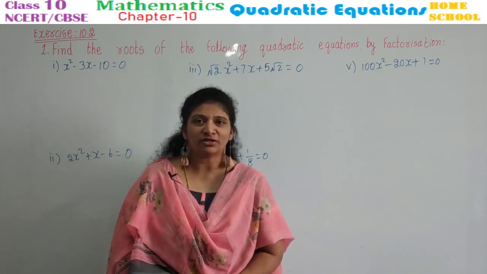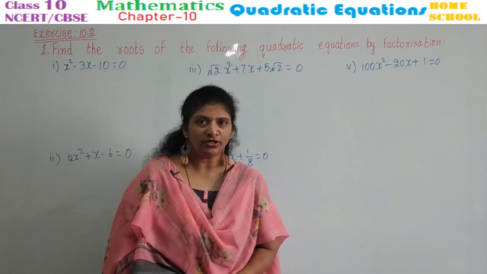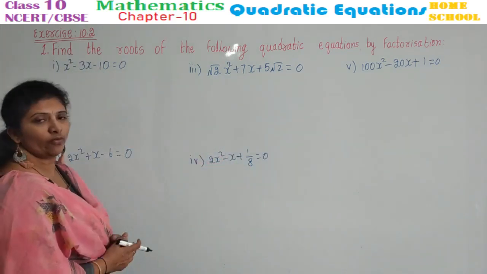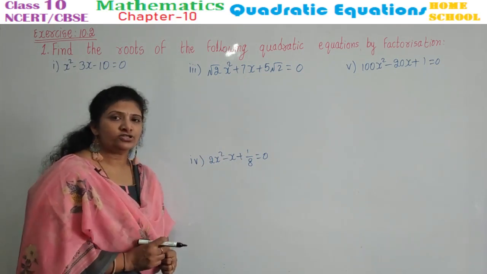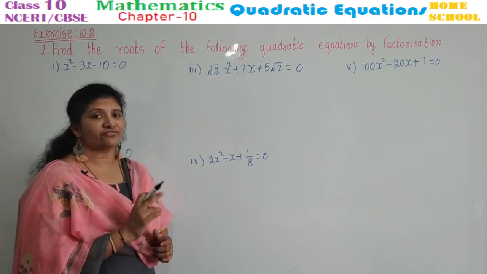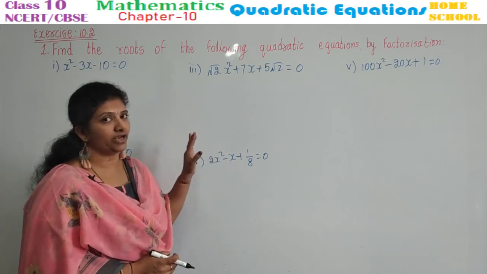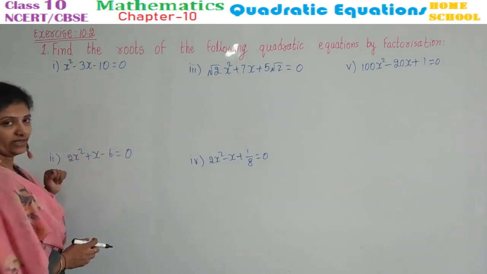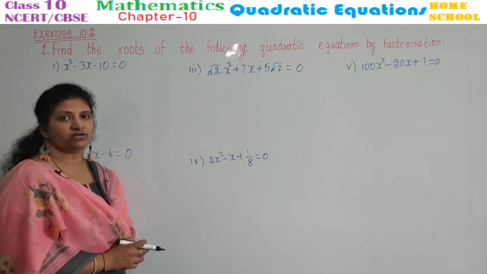We are in our chapter Quadratic Equations and your exercise number 10.2. First main, find the roots of the following quadratic equations by factorization. We are going to solve the quadratic equations by the first method, that is factorization method. This is already known method. Let's solve some problems. First one, x square minus 3x minus 10 equal to 0.